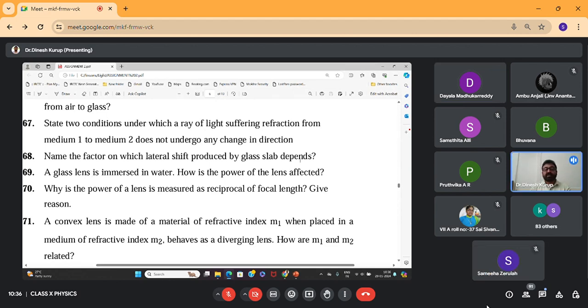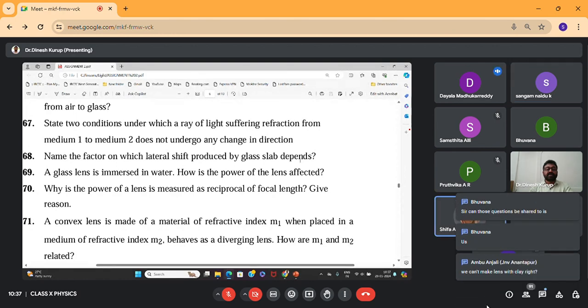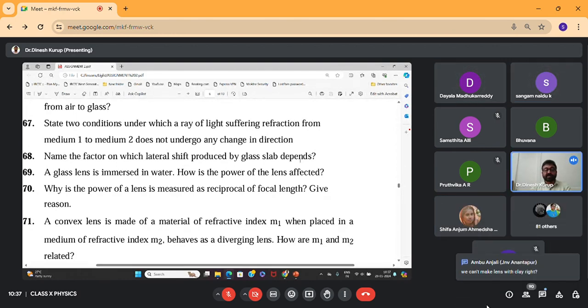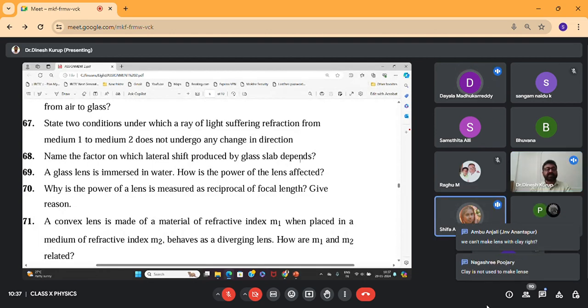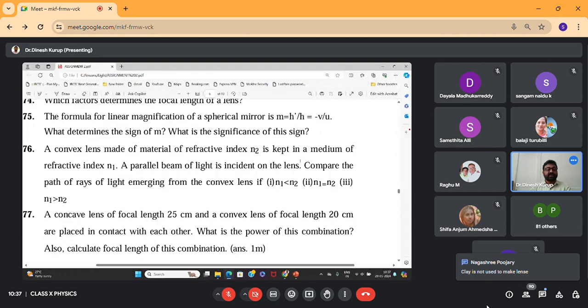See the 69th question. A glass lens is immersed in water. How is the power of the lens affected? Refractive index will change, so the power of the lens will decrease. It will decrease. Okay, fine.